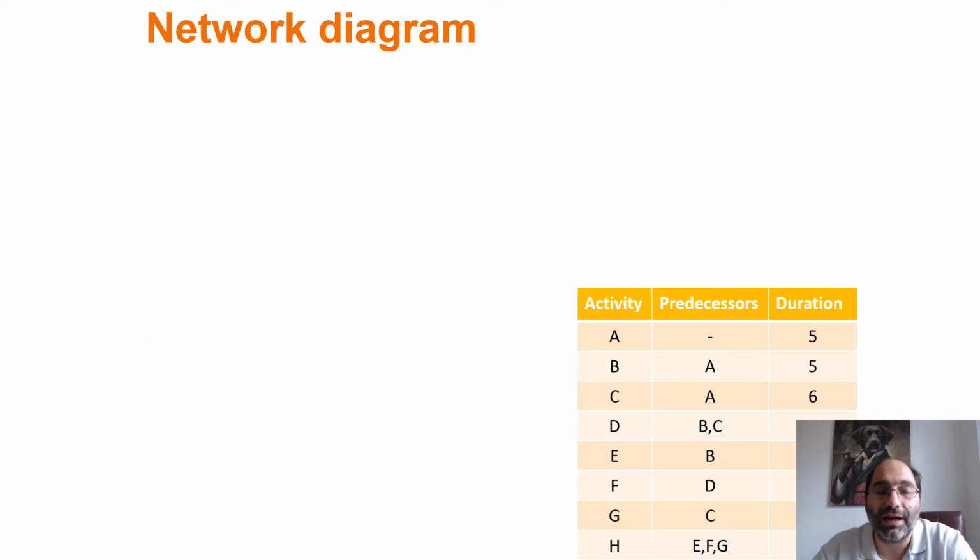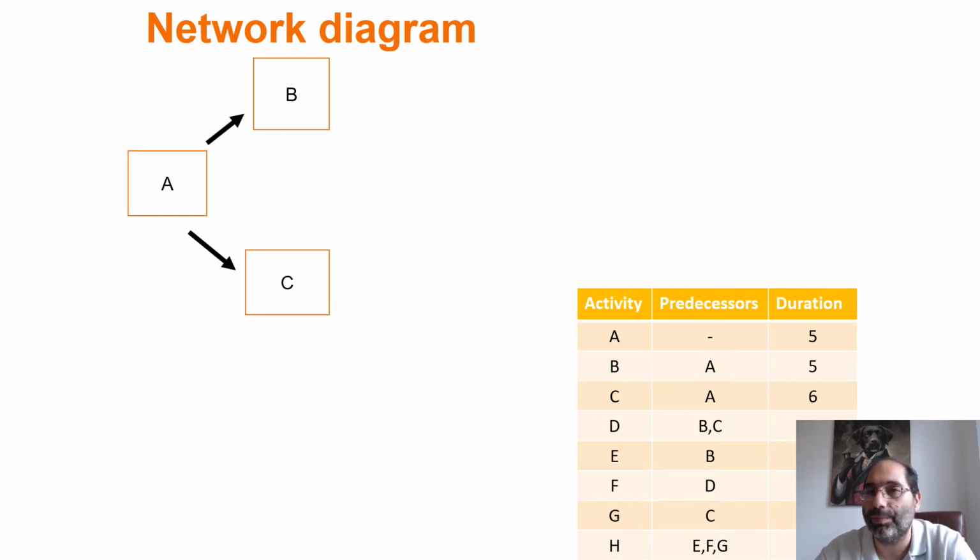Okay, where do I start from? The first task is task A. How do I know this? Not because A is the first letter of the alphabet, but because A has no predecessors. So I will create a node and I will put task A there. A, as you can see, is followed by two tasks, task B and task C. Both tasks B and C have A as their predecessor. So I will draw two arrows from A, one going to B and one going to C.